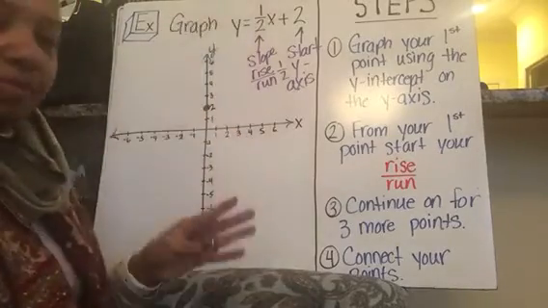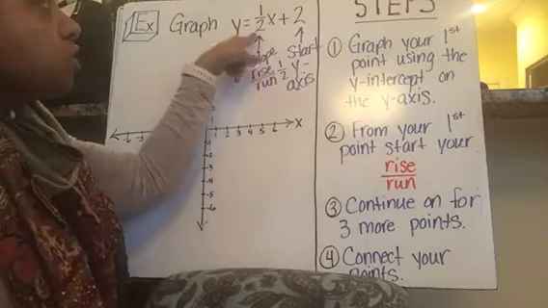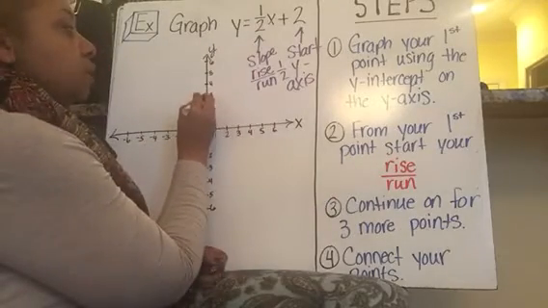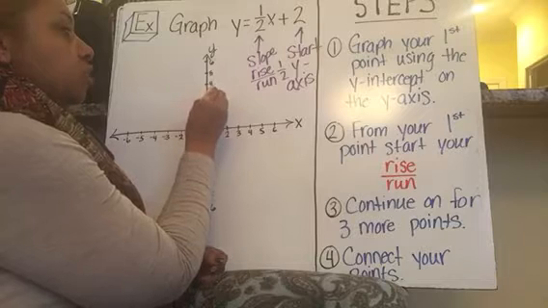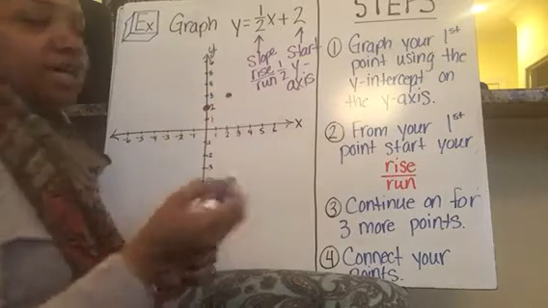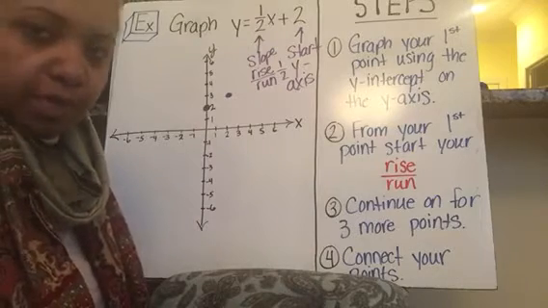1 is positive, so that means I have to go up. 2 is positive, so that means I have to go to the right. So I'm going to go up 1 and then over 1, 2, and I plot the point. That now I'm at my second point. Okay?